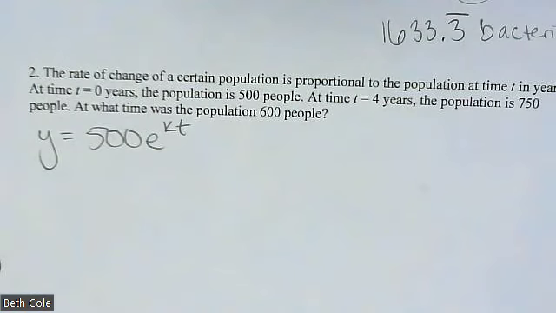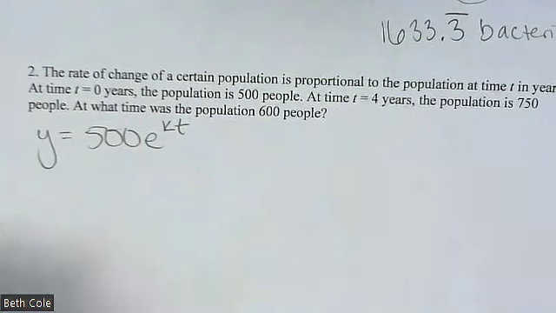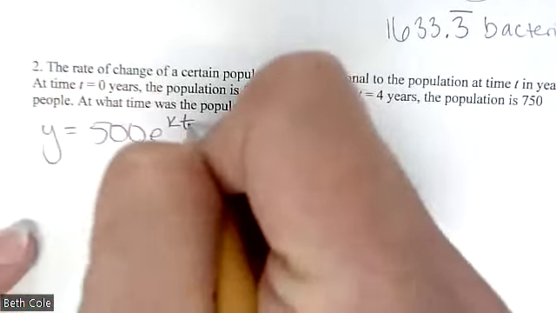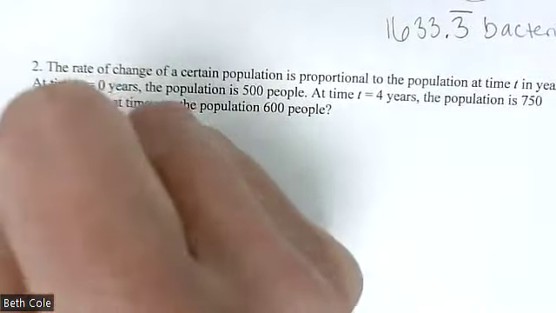And actually, I'm going to show you how to work through this one without the calculator because I have seen multiple choice questions, and I think there's one on your AP assignment, that makes you go through it without the calculator. So I'm going to show you how to do this one without it. At time 4 years, the population is 750. Where am I going to put each of those numbers? Yeah, 4 is T and 750 is Y.